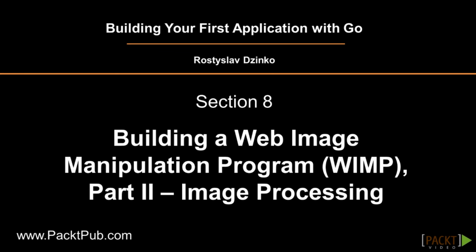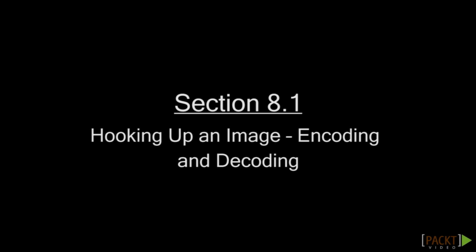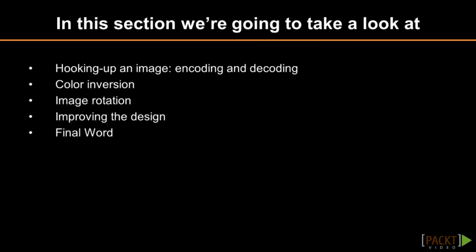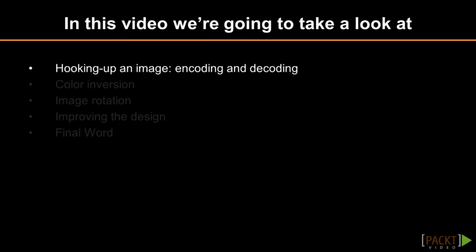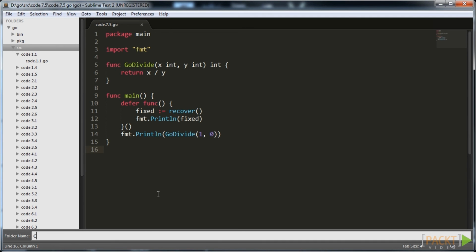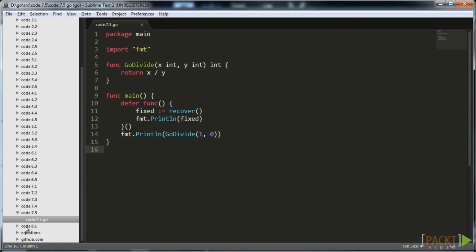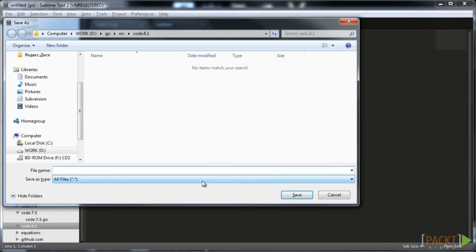Let me introduce you to the last section of Building your First Application with Go video course. So far, we have finished learning features of the language that make up a strong basis for a software developer. In this section, we will finish up the creation of the web image manipulation program. In the previous section, we have discussed web applications. Now we are going to add logic to them.